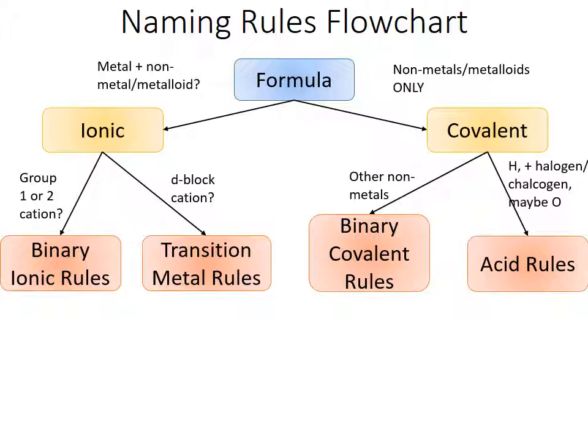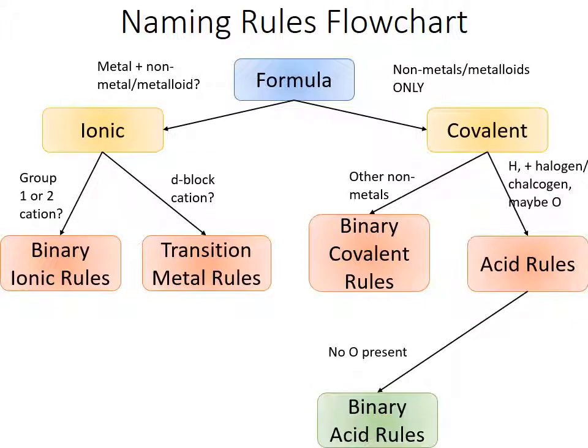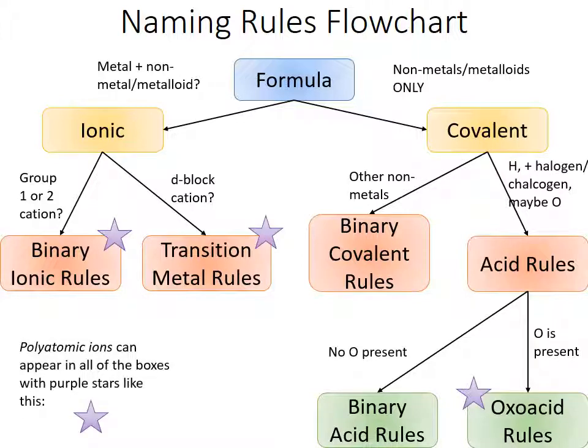To come back to the acids, we need to make one more decision here. If there is no oxygen present in your acid, you can use the binary acid rules. But if you do see oxygen, you need to use our oxoacid rules. A final note, everywhere you see a purple star on a box, you can have polyatomic ions as part of your compound, in which case you need to check for the possible polyatomic ions and incorporate them as needed.